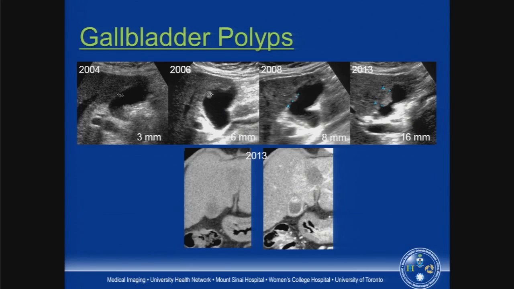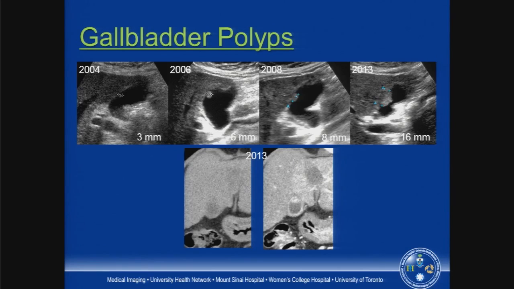That brings us on to gallbladder polyps. Here's an example of a growing polyp starting at 3 millimeters in 2004, and by 2013 had grown to 16 millimeters. We didn't set out to follow this polyp. It just so happens that this patient has chronic hepatitis and comes for regular screening ultrasounds for hepatocellular carcinoma.